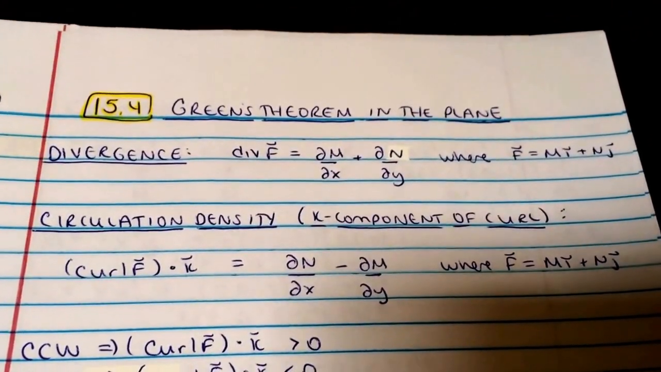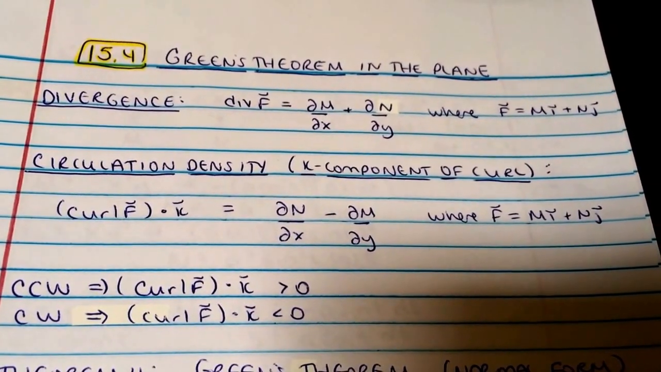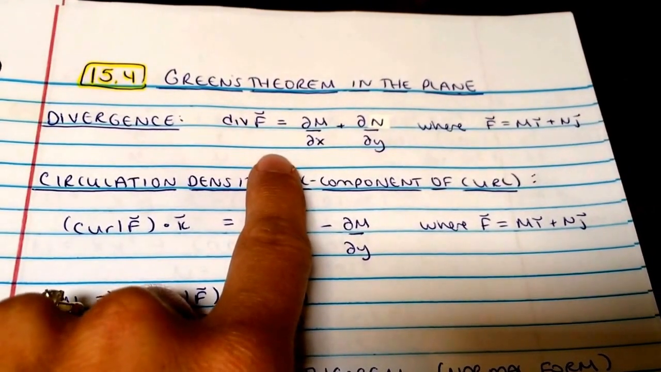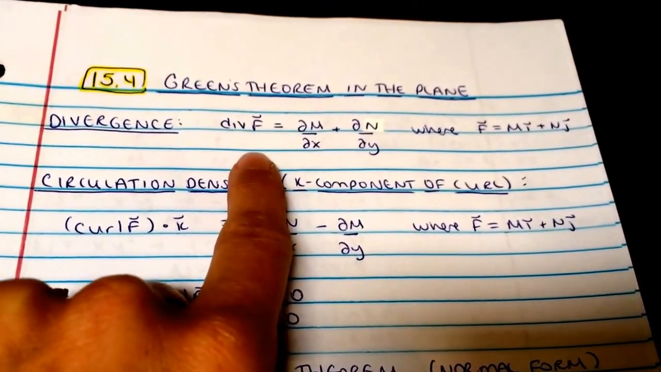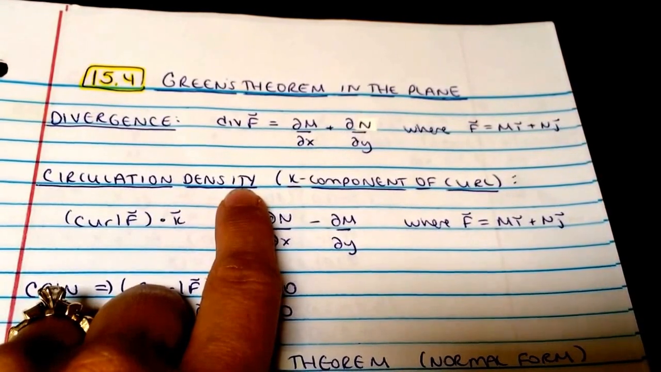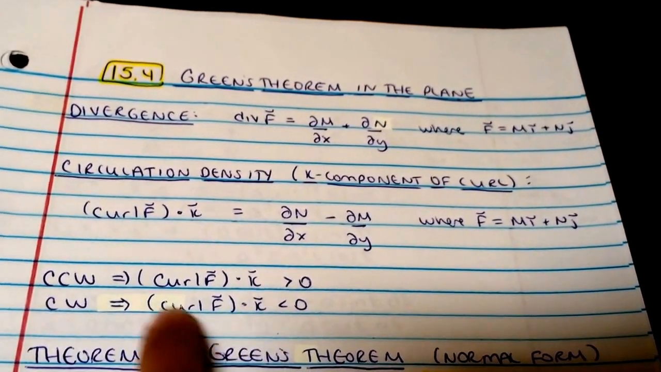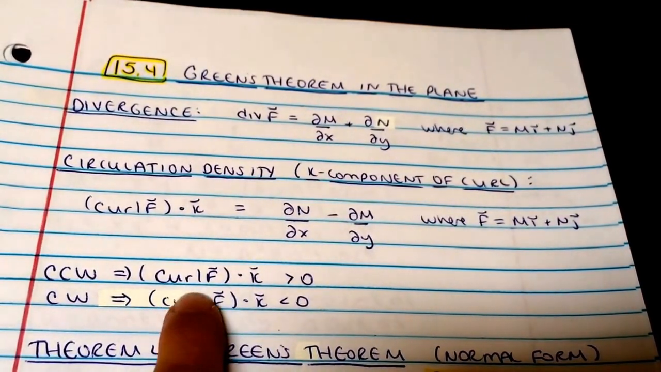Okay, here we go. Divergence, circulation density. This was also flux density. I forgot to write that. But divergence is also flux density. This is circulation density or curl. If you're doing counterclockwise, you've got positive.